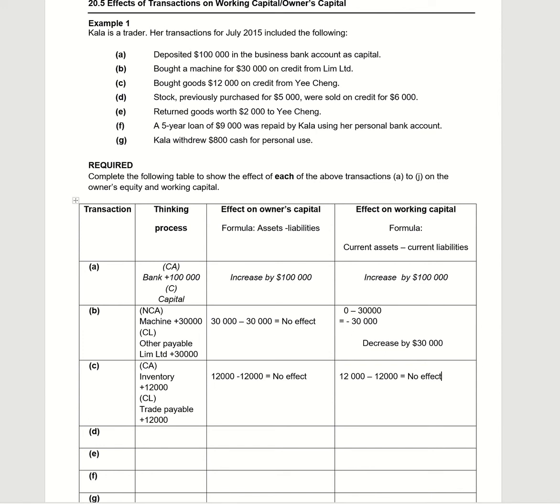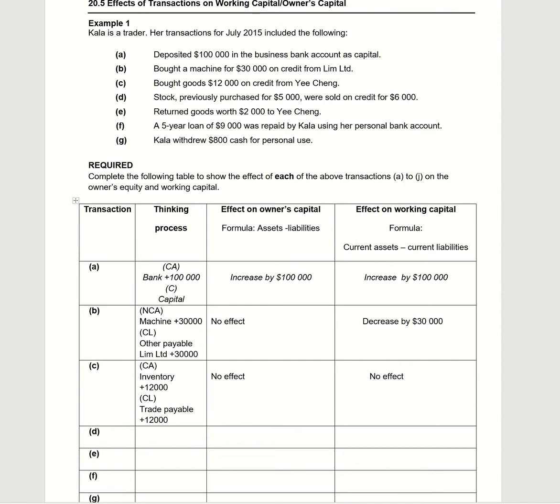Okay, so of course at the end of the day, when you are attempting this question, what we need is only the final answer. So you can just put it as no effect for all. If the answer is no effect, write no effect; if it's increase or decrease, please write clearly your answer. So you end up with this. A lot of the thinking process is something you can write by the side as you're working. But when you present your answer, please just write the final answer will do.